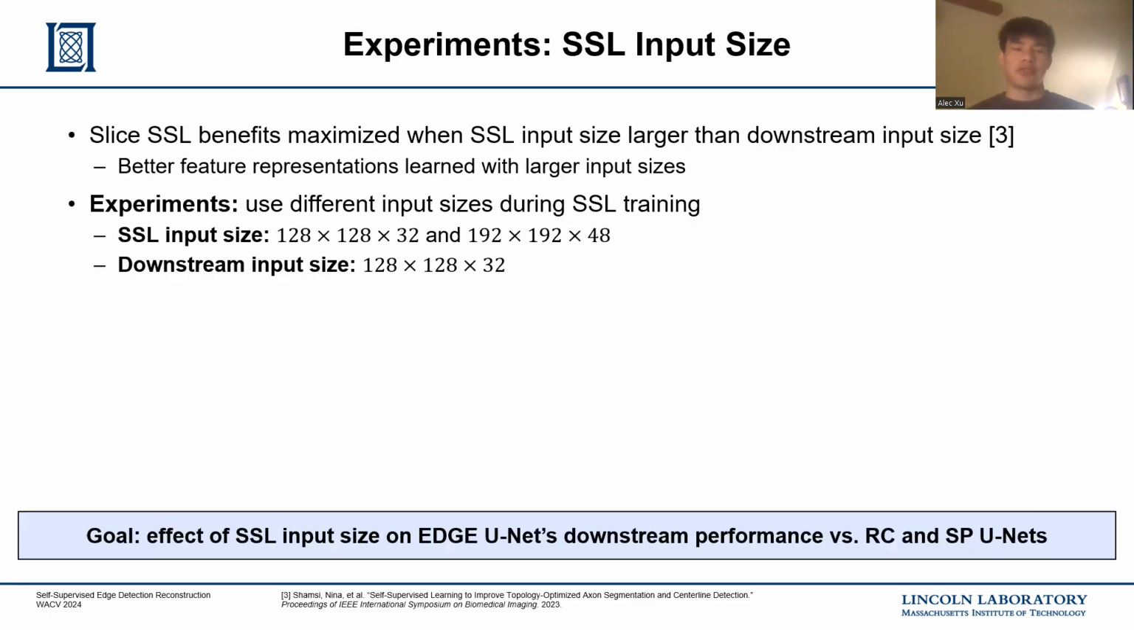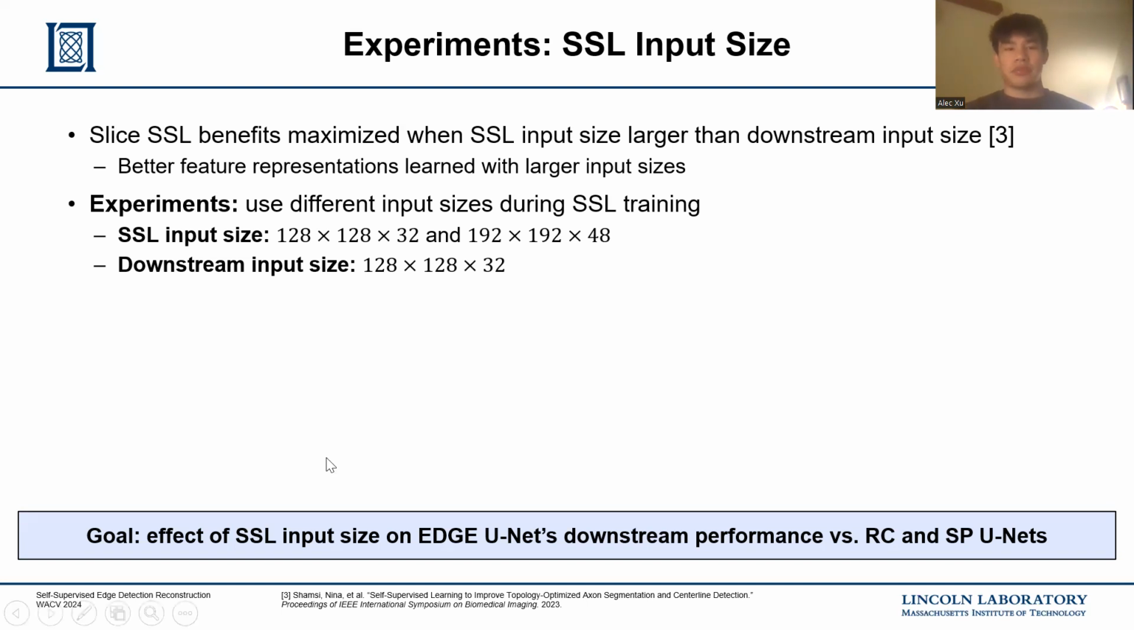One component we wanted to investigate is how the input size we used during SSL training impacted the downstream performance. So previous work has shown that the slice SSL unit's benefits are greatly maximized when the SSL input size is larger than the input size used during downstream training. And so we wanted to investigate if this condition needs to be true for the other SSL pre-trained units instead.